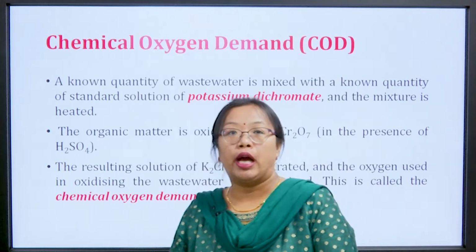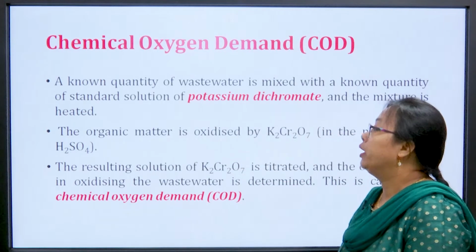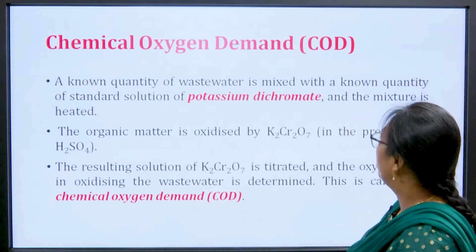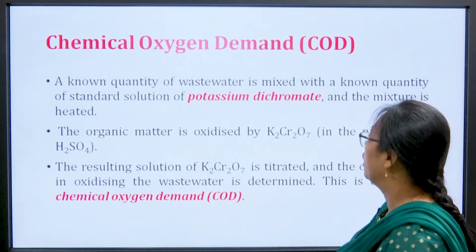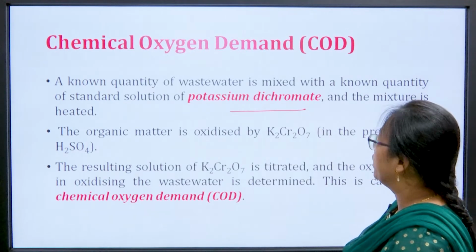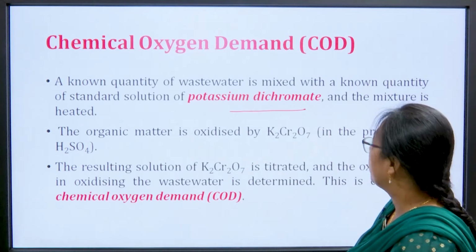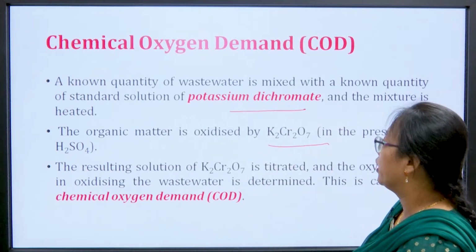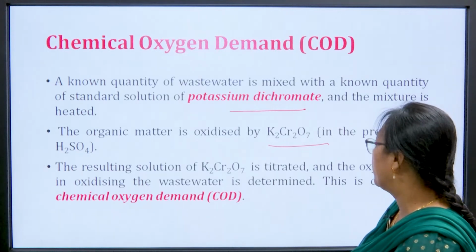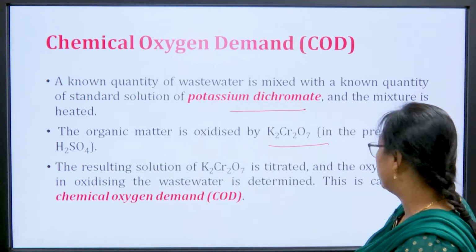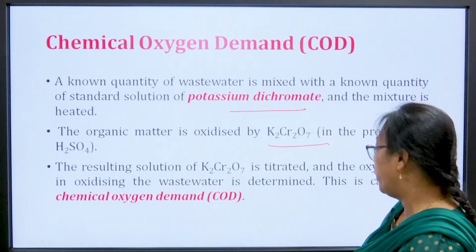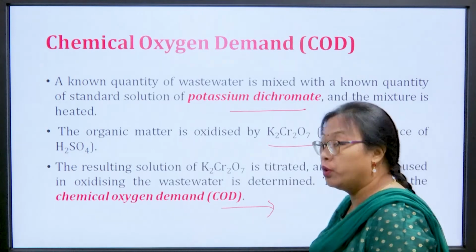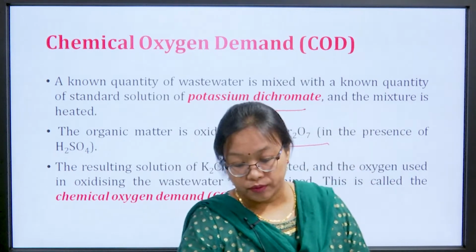In COD, how do we do the COD test? A known quantity of wastewater is mixed with a known quantity of standard solution of potassium dichromate and the mixture is heated. The organic matter is oxidized by potassium dichromate in the presence of H2SO4, which is sulfuric acid. The resulting solution of potassium dichromate is titrated and the oxygen used in oxidizing the wastewater is determined. This is the COD. So, whatever experiment you are doing, it is chemical, right.